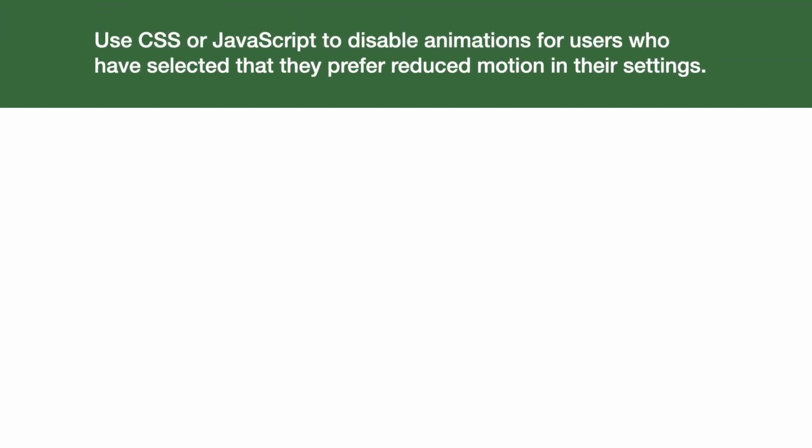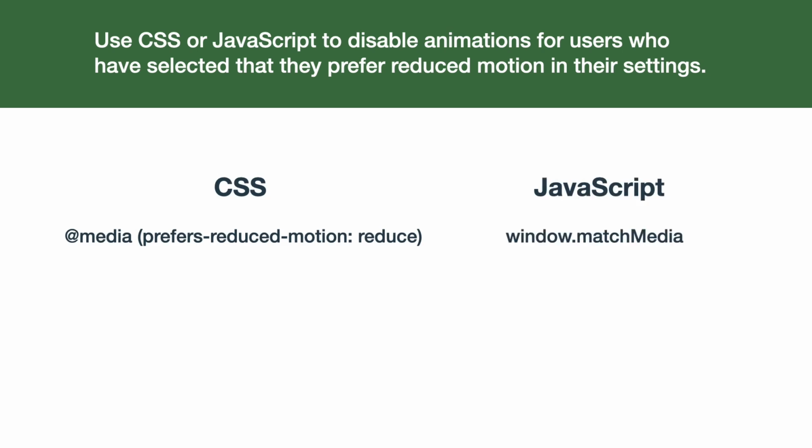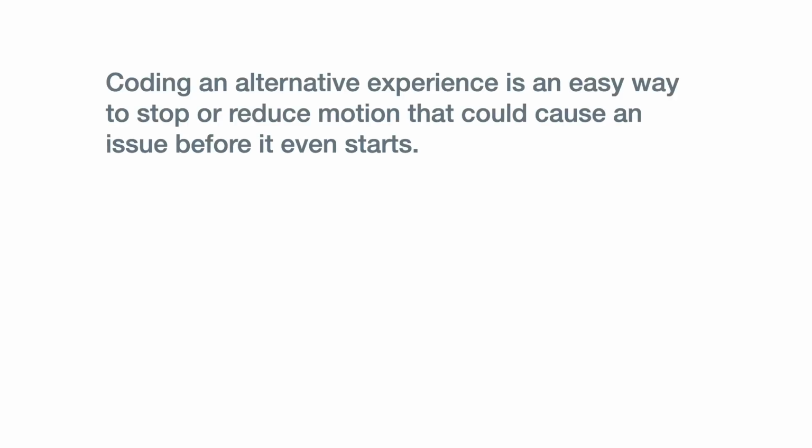The last strategy is to code reduced motion considerations in your CSS or JavaScript. In your CSS, you'll use the prefers reduced motion media query. In your JavaScript, you'll use the window match media method. For more information on how to code these and code examples, check out our article linked below. Coding an alternative experience is an easy way to stop or reduce motion that could cause an issue before it even starts.